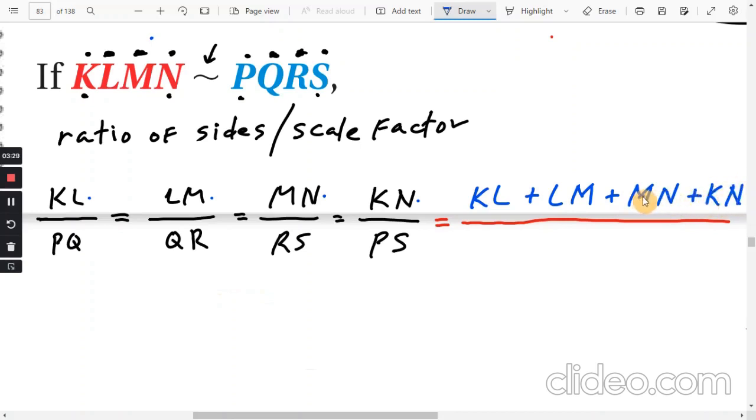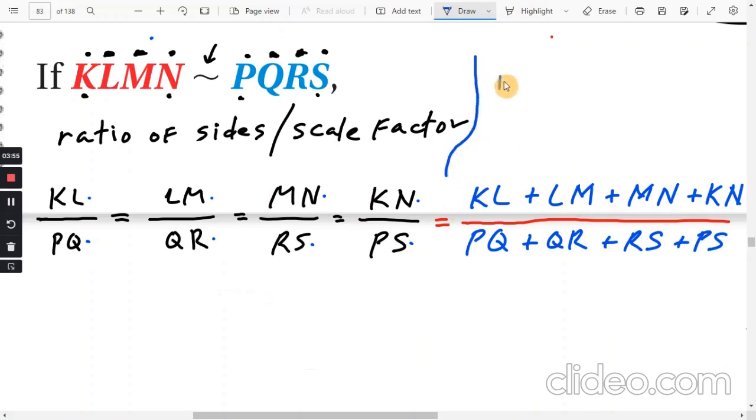All right. And in the denominator, PQ plus QR and RS plus PS. Okay, so here we have the ratio of the sides. And then on this fraction, we have the ratio of perimeters. All right, so those are equal.